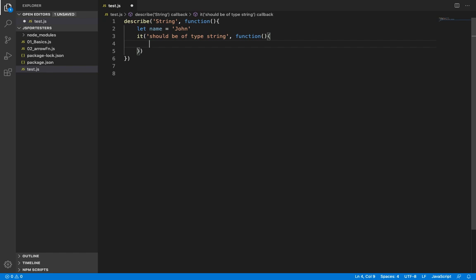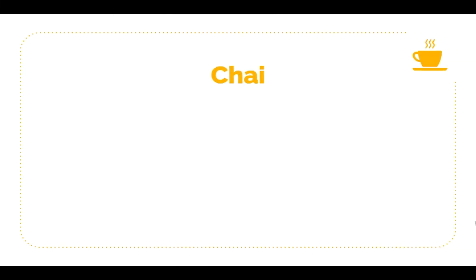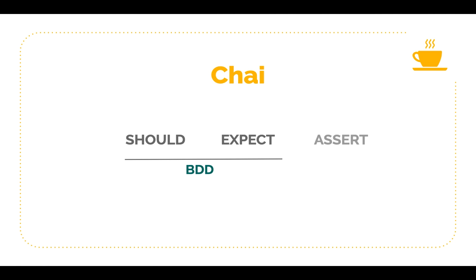Now let's first understand what Chai is. So Chai is an assertion library that could be used with any JavaScript test framework. Chai provides three different assertion styles for you to choose from: should, expect, and assert. Should and expect are BDD style. They're more expressive and readable, while assert is TDD style. It has a more classical feel. BDD style assertions are more popular. Now back to our project.